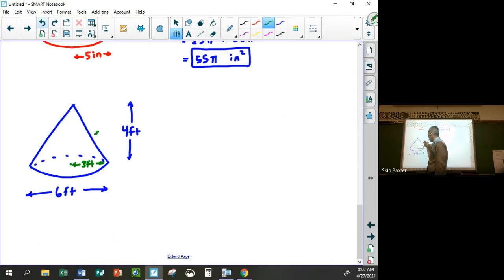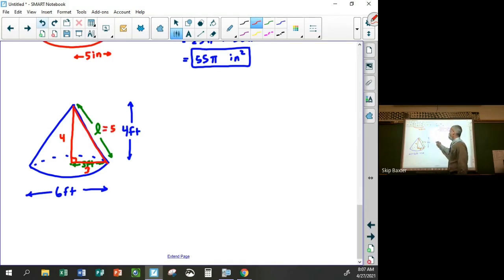How can you get the slant height, this distance? You know that the altitude is 4 feet. Exactly, the same trick that we did for a pyramid. You're going to draw a triangle like this, and it happens to be a right triangle, right? This is 4, this is 3, and that's L. So what does L have to be in this case? 5. This is a 3, 4, 5 triangle.